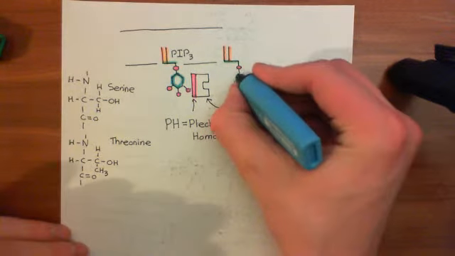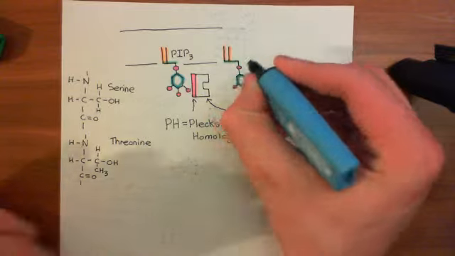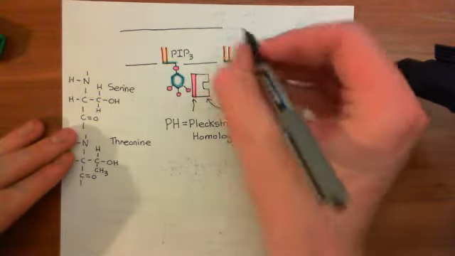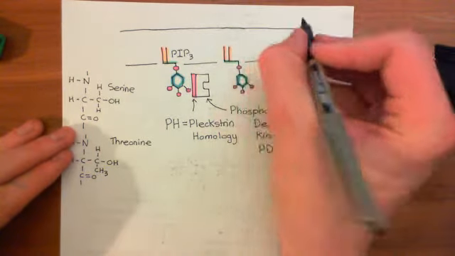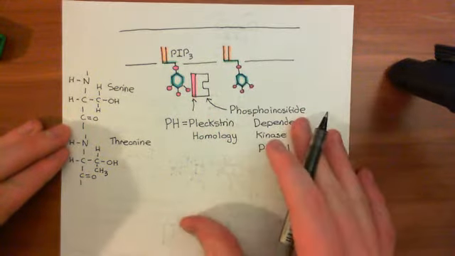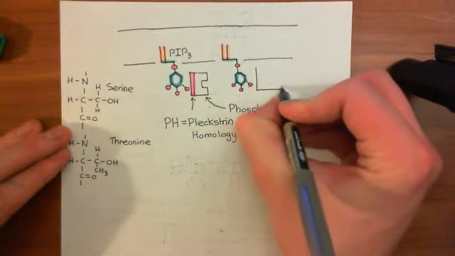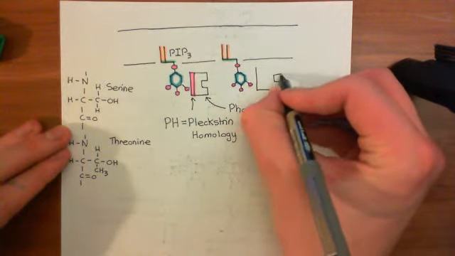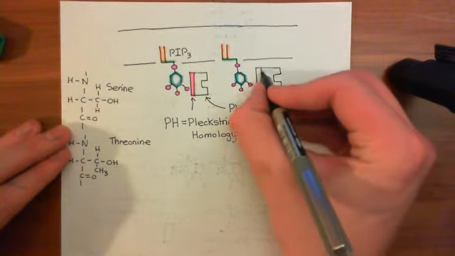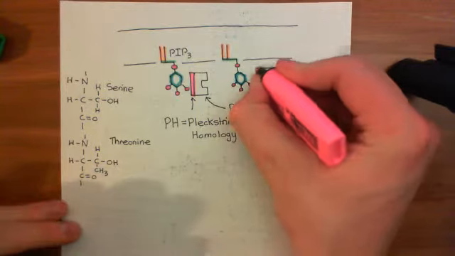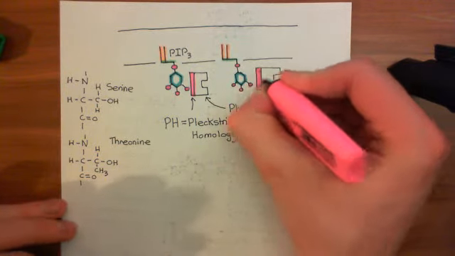Okay, and basically another enzyme is going to have a plextrin homology domain, which is going to bind to this other PIP3 molecule here, because of course you don't just produce one of them, you produce many of them. Okay, so on another PIP3 molecule you have got another enzyme here. Okay, and this enzyme again has a plextrin homology domain, which I'll colour in pink here.